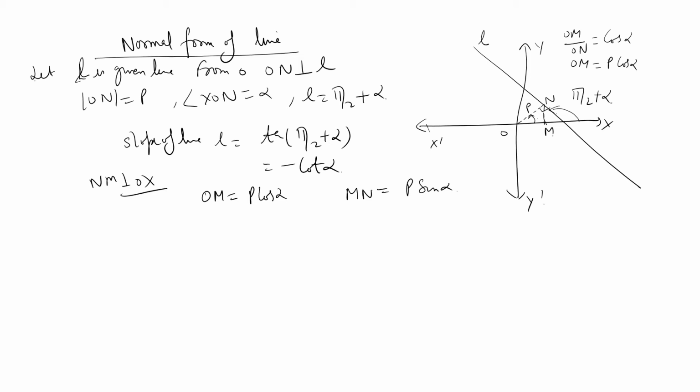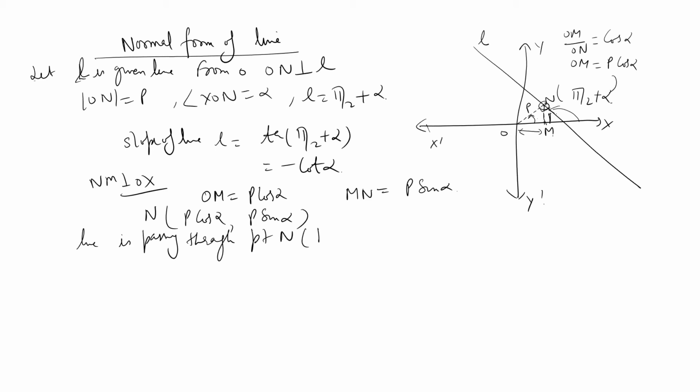Okay. So can I take the coordinates of N? See, the coordinates of point N are P cos alpha and P sin alpha. Isn't it? Now, line L is passing through point N, whose coordinates are P cos alpha, P sin alpha, and slope is minus cot alpha.